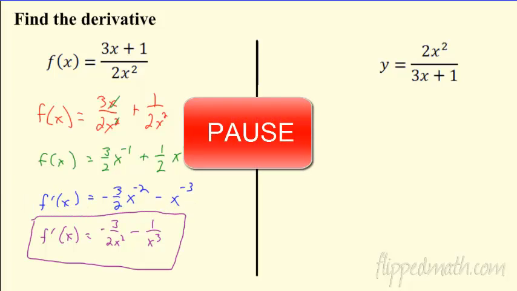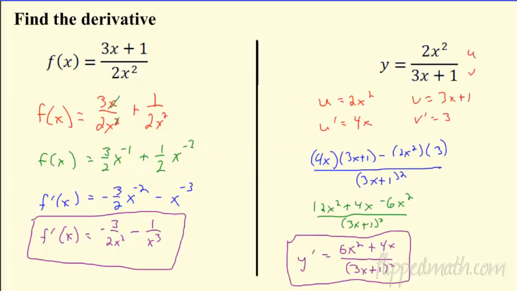Why don't you pause it and try the next one on your own. Good luck. All right, here we go. So I broke down u over v and plugged it in right there. So you can double check the work here. You want to pause it and look at it. But once you do it, clean it up. This one wasn't too bad. I got a derivative of 6x squared plus 4x all over that quantity squared. We're not going to break that bottom up. We're going to leave it just like that.